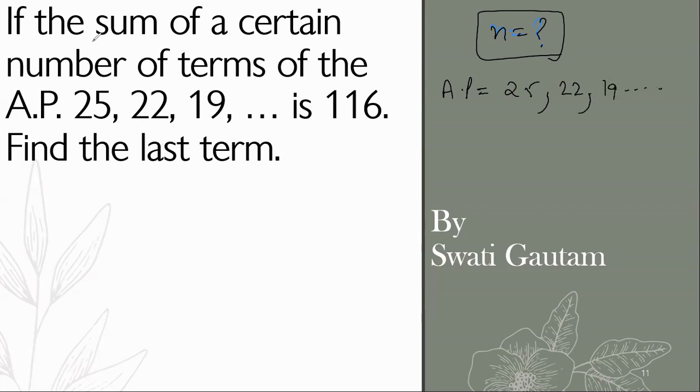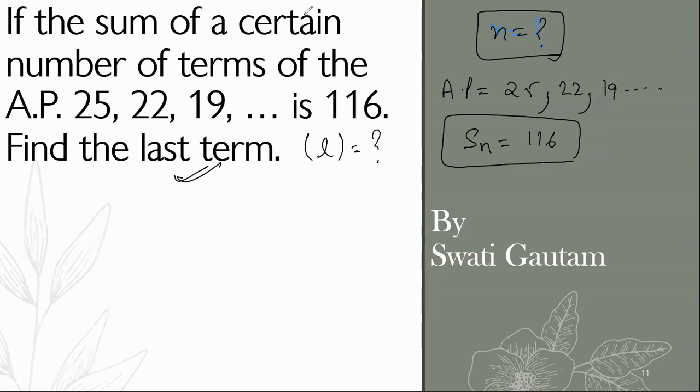And what is given? Sum of the certain number of terms of an AP is 116. So sum is given to us. That is 116. Sum of n terms. We don't know how many terms are there. So we are talking about the n terms only. And we have to find the last term. Means we have to find L basically. Okay. So let's move to the question, how to do it.